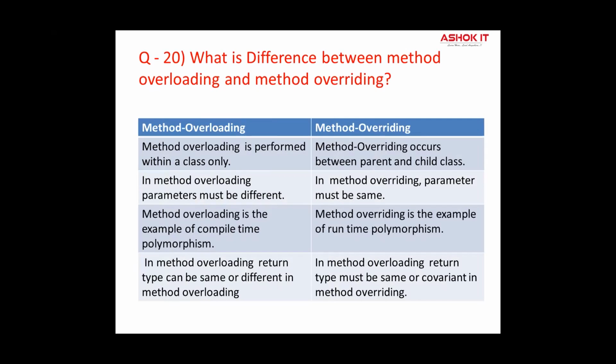Method overloading is an example of compile time polymorphism, whereas method overriding is an example of runtime polymorphism. In method overloading, return type can be the same or different. And in method overriding, return type must be the same or covariant.